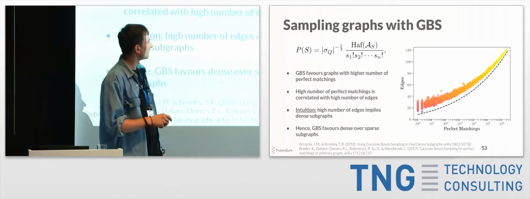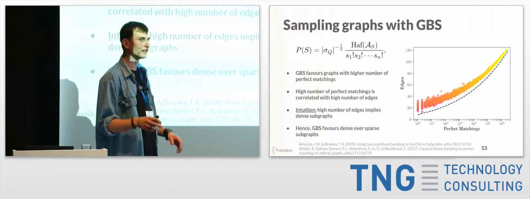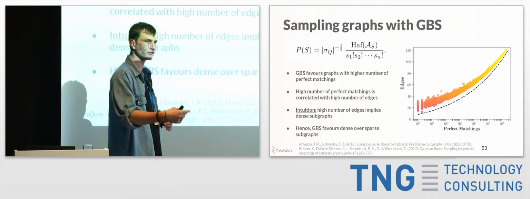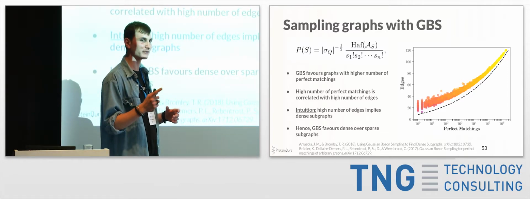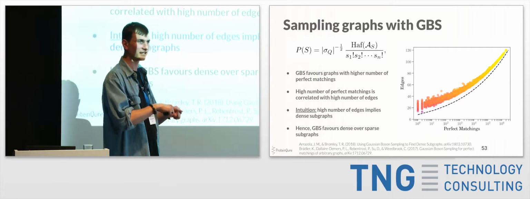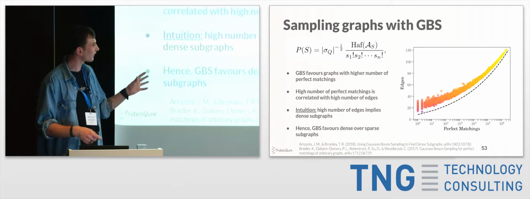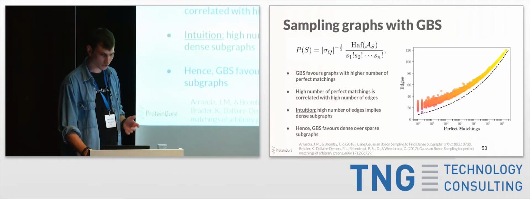And they also had some really nice realizations, which means that if you use this device and you sample subgraphs from this Gaussian boson sampler, these subgraphs tend to be very dense, which is great because we're trying to find cliques, and cliques are fully connected, which is maximally dense. So we thought that might be a good way of sampling cliques. And that's what we tried out.